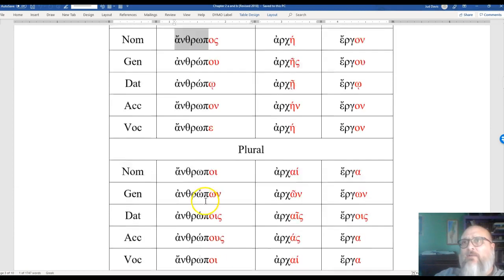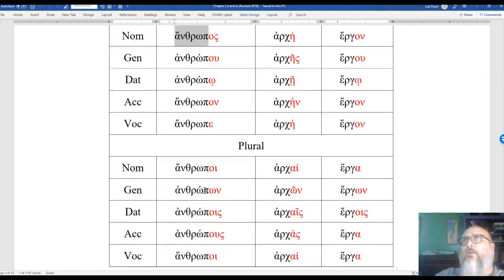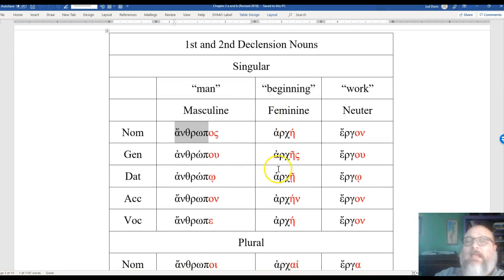This is the word man. This is men, and when it's a subject, this would be of men, to or for men. Men is the object of the verb. Then we have the word beginning, which we're familiar with from John 1, en archē ēn ho logos. Archē is the word beginning. It's a feminine word. So there's no masculine form of beginning. It's always feminine in form.